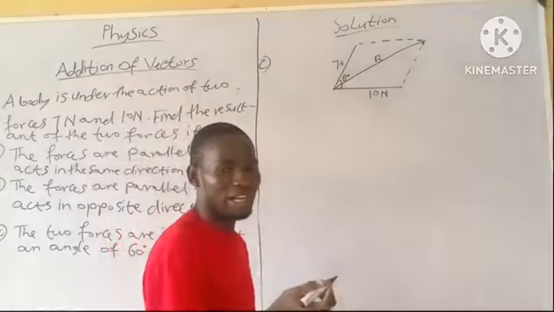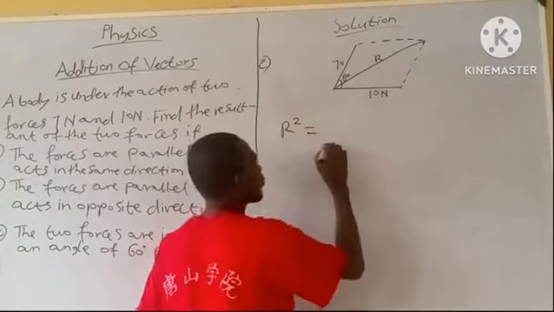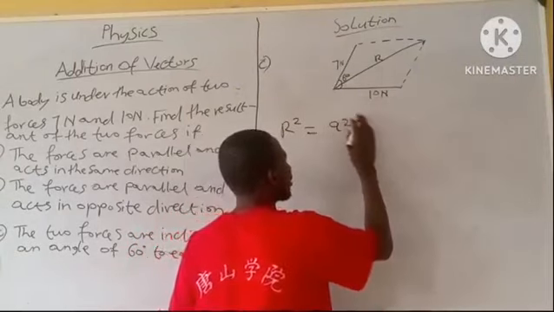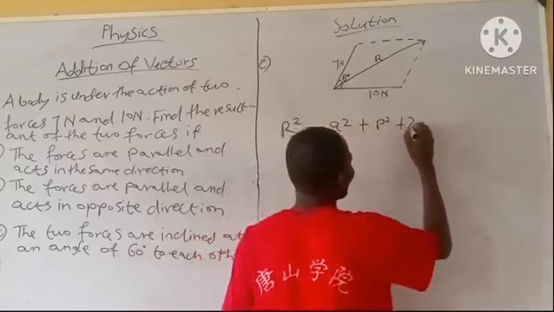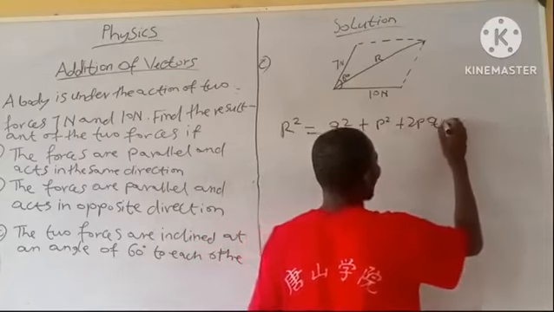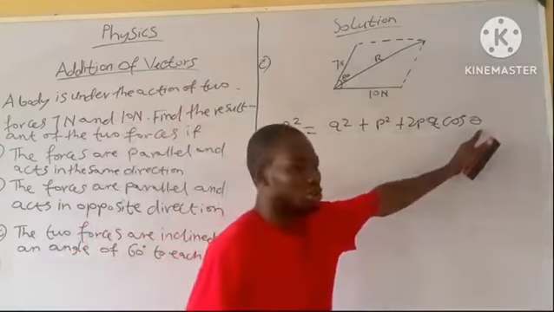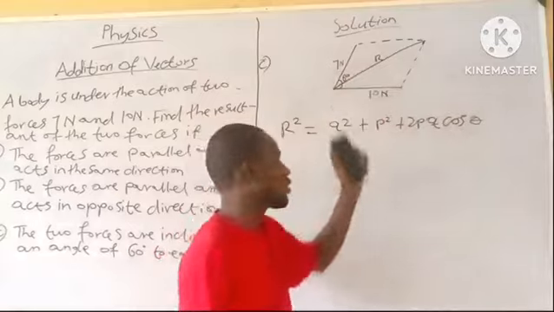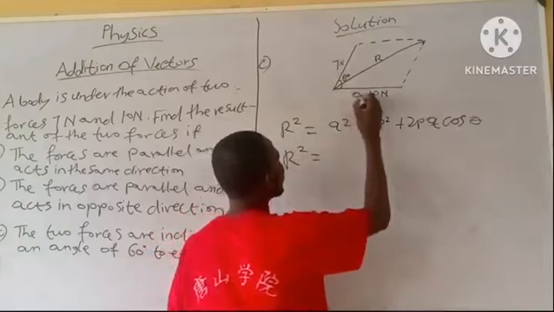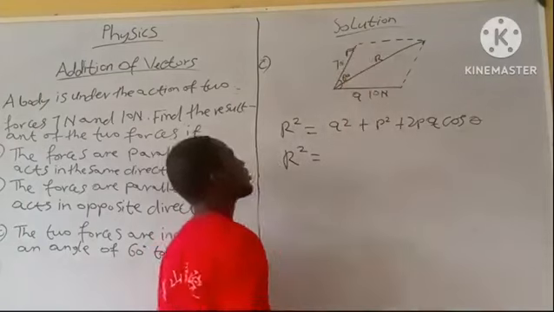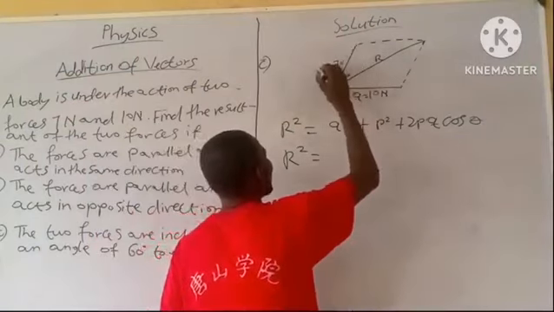Remember that we said that in the parallelogram method, R squared is equal to Q squared plus P squared plus 2PQ cos theta. Now, this theta, the angle you use here is the given angle in the equation. Let's say here is your Q, and here is your P. Q is equal to this, and P is equal to this.